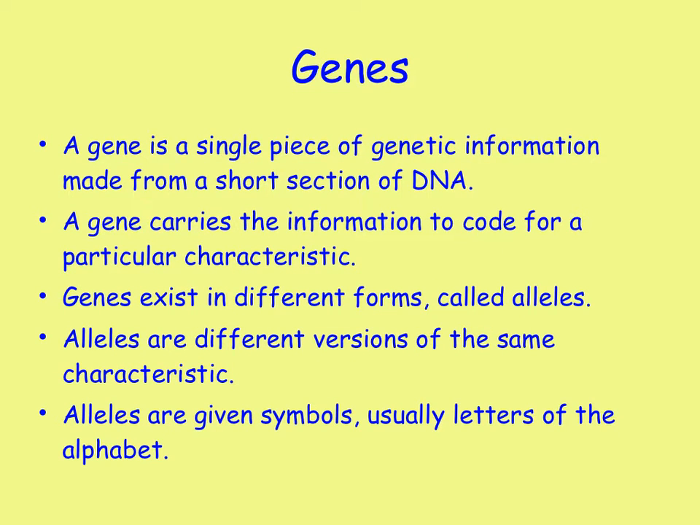So first of all, genes. A gene is a single piece of genetic information. It's a short section of DNA. A gene will carry the information to code for a particular characteristic. Genes are really coding for proteins, but these proteins will be responsible for the characteristics of an organism. Genes exist in different forms called alleles.